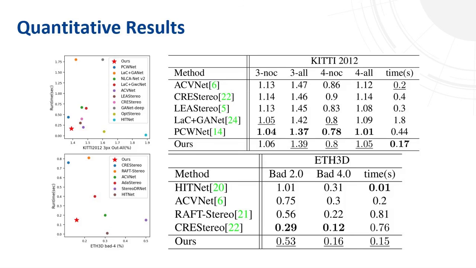As for the quantitative results, our model achieves the second position on KITTI 2012 benchmarks for 3 all, 4 NOC, and 4 all metrics, as well as on ETH3D benchmarks for BAD 2.0 and BAD 4.0 metrics. Notably, our model exhibits significantly faster runtime than methods with comparable scores.